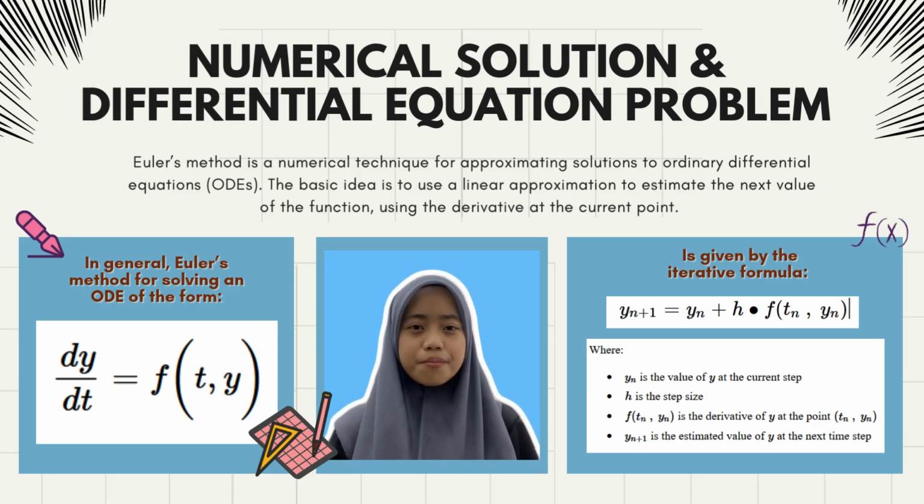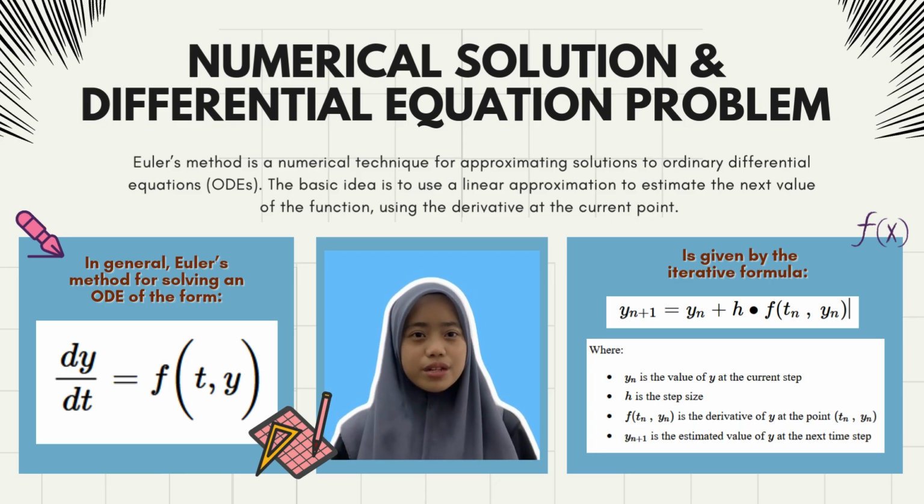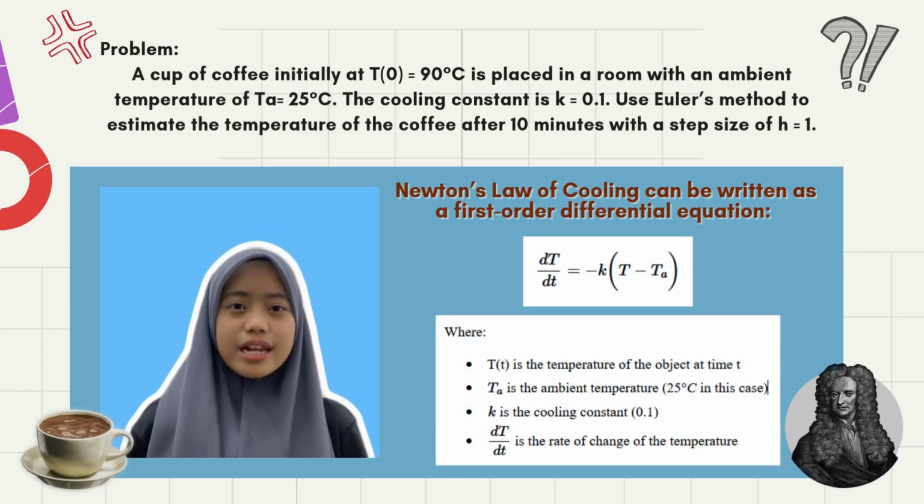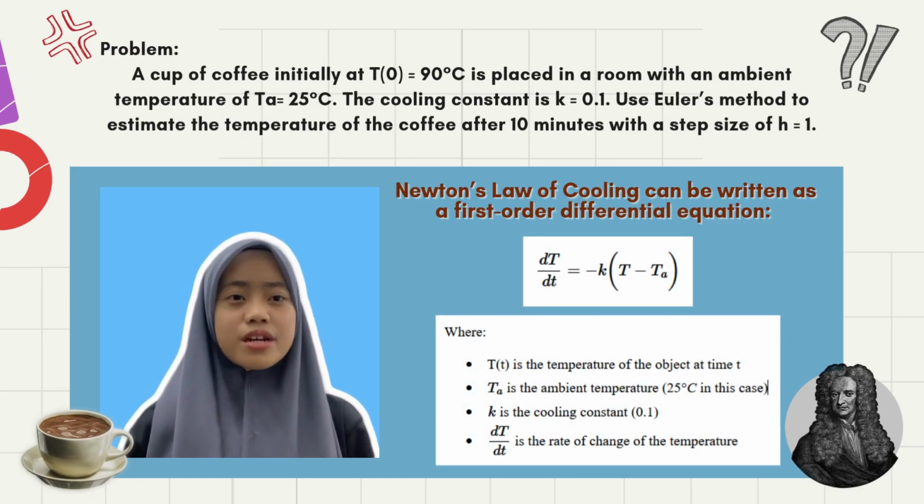Euler's method is a practical way to approximate solutions for differential equations when finding an exact solution is not possible. It is widely used in applications where precision can be balanced with computational efficiency. Now that we understand Euler's method, let's apply it to a real-world scenario.